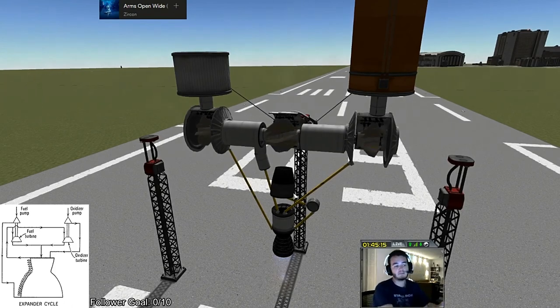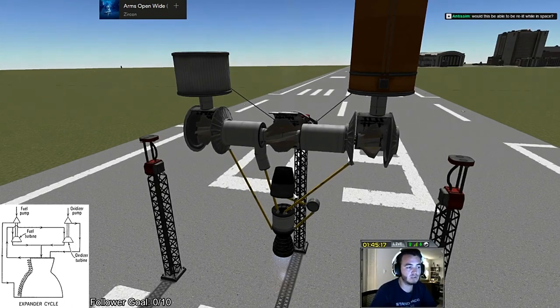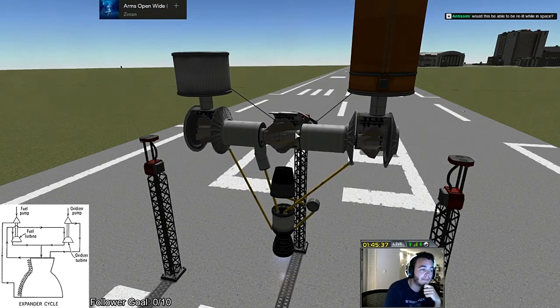So the operation is still the exact same. You can either use your fuel, your oxidizer, or both, if you really wanted to, to regeneratively cool your rocket engine nozzle and have your fuel and oxidizer expand, which then runs the individual turbines. But that's pretty much all a dual expander cycle is: instead of having two turbo pumps run off of one turbine, you now have two turbines to operate your individual turbo pumps. So that's what a dual expander cycle is.